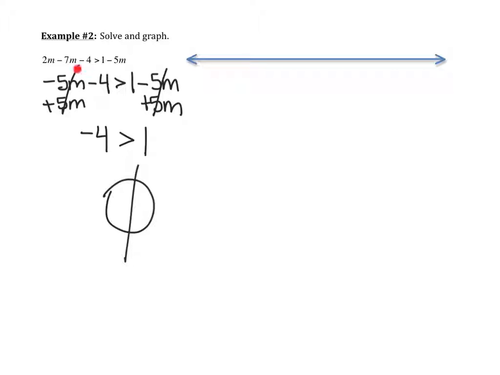There's no number I could ever put in for m over here and m over here that would make this side greater than this side, so it's no solution. Again, if this had been true, then it'd be all real numbers, meaning any number I put into this side would always make this side greater than that side. Since there is no answer, the answer is no solution. There's literally nothing I can graph, so there is no graph for this problem.